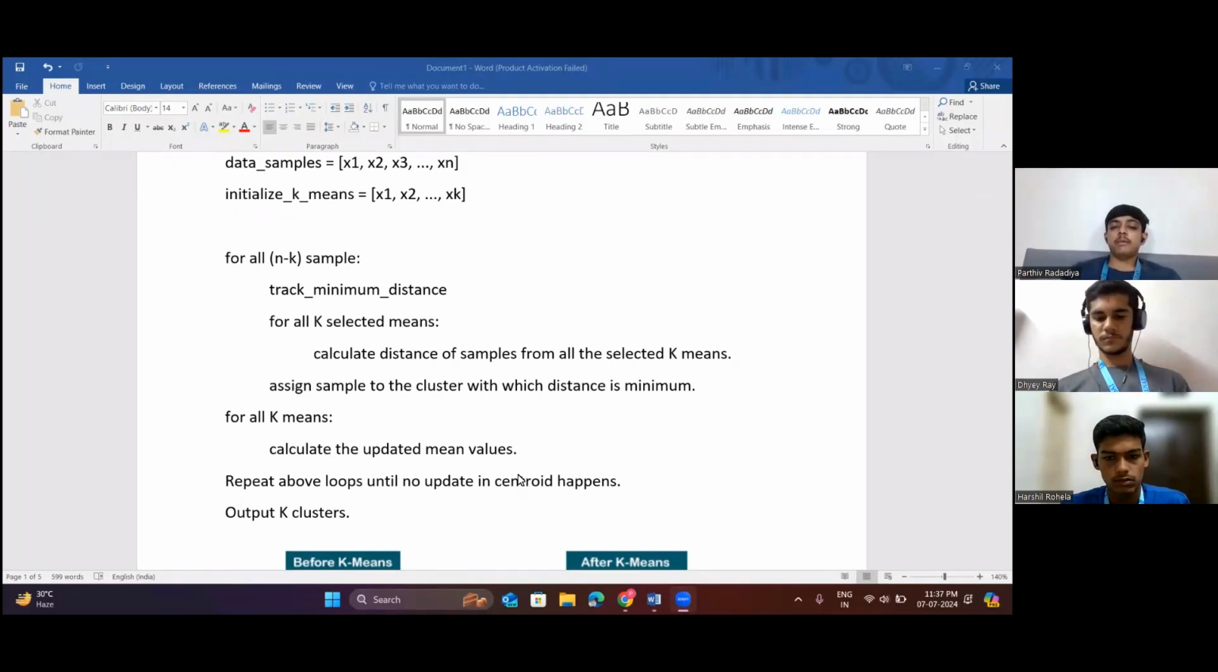So we will now again follow the same procedure. This procedure will be followed again till we get the same mean values as the previous one. Then we will have to stop.